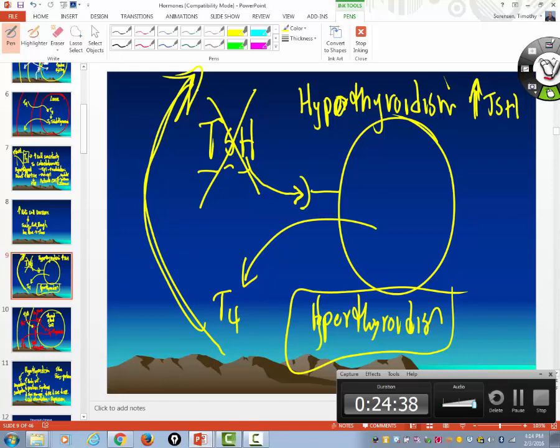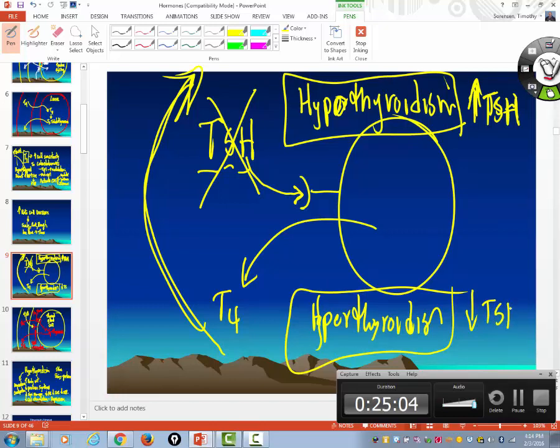In hypothyroidism, you're not releasing enough thyroid hormone T4, you're not making enough T3. So there's nothing to feed back on the pituitary gland to tell it, hey, don't release any more TSH. So in hypothyroidism, your TSH is going to be elevated, and in hyperthyroidism, your TSH is going to be low.